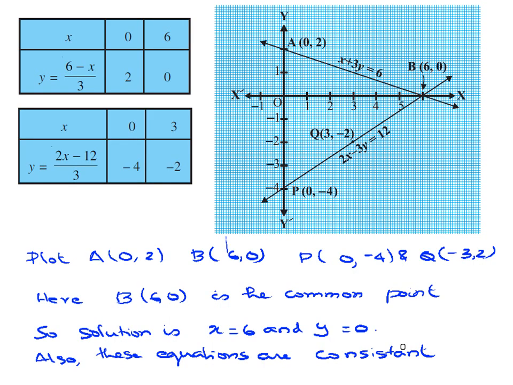Here we can see that B (6, 0) is the common point to both the lines AB and PQ. So the solution is x is equal to 6 and y is equal to 0. And the given pair of equations is consistent.